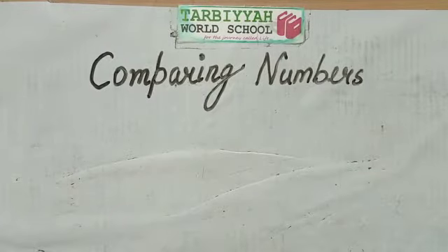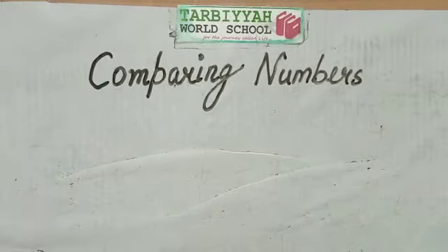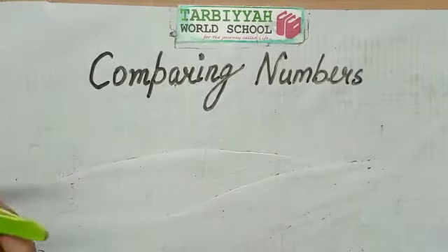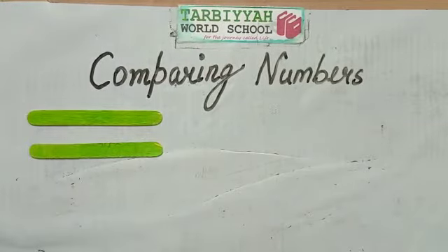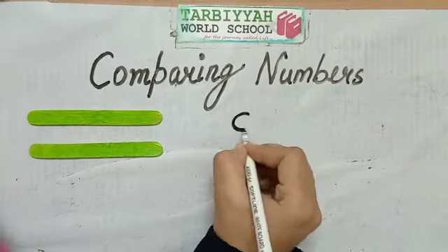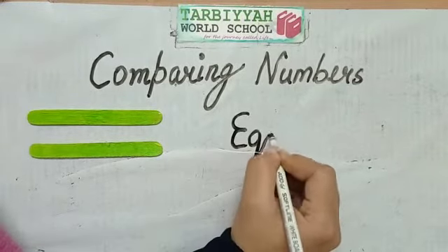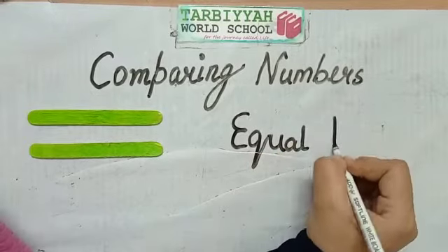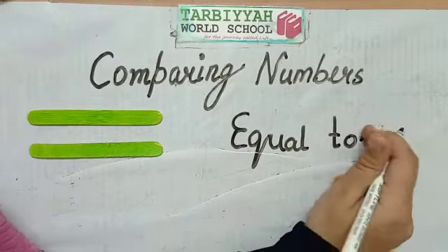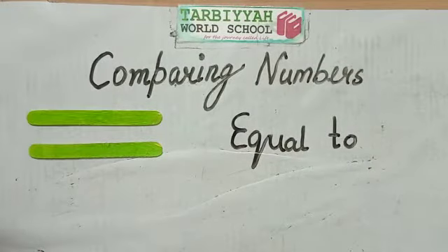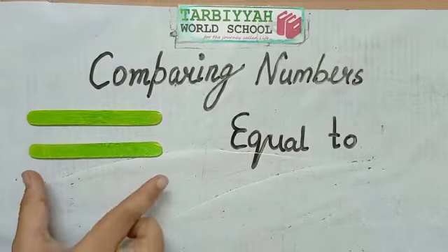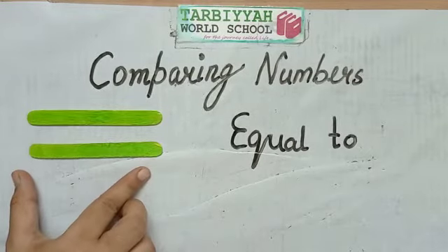For comparing numbers, we will use some symbols, or we can say some signs. See, this is the sign of equal to. When two numbers are equal, we put this equal sign.